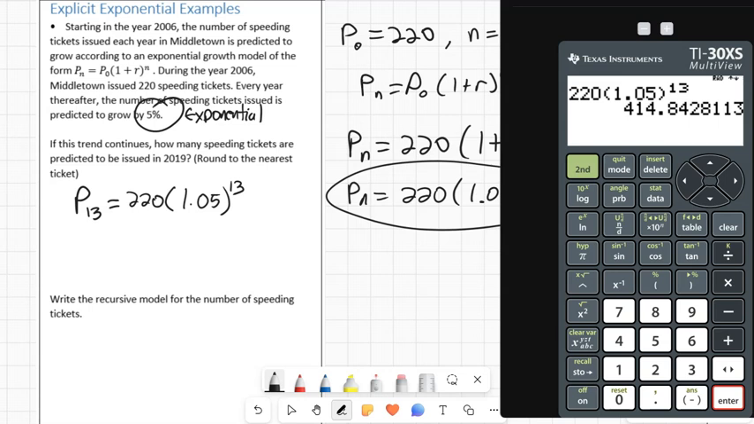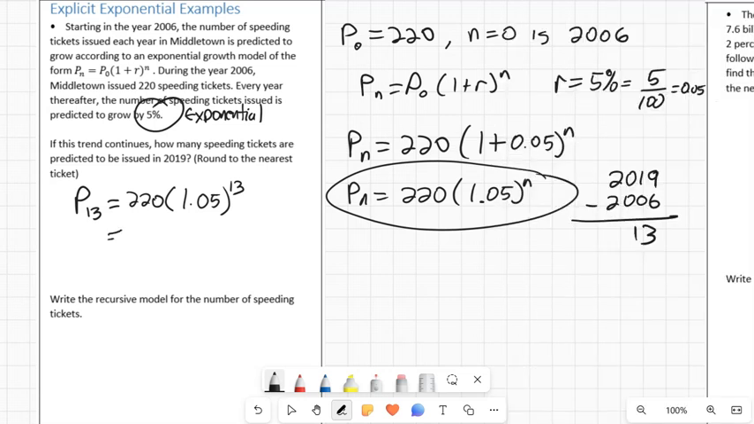We get 414.84. Now we look and see what type of rounding we want. It says round to the nearest ticket. So it doesn't say round up or round down. So we want to do regular math rounding. So 414.84, we would look at the 0.8, and that would round up to 415. And now for our story problem answer, 415 what? 415 tickets.